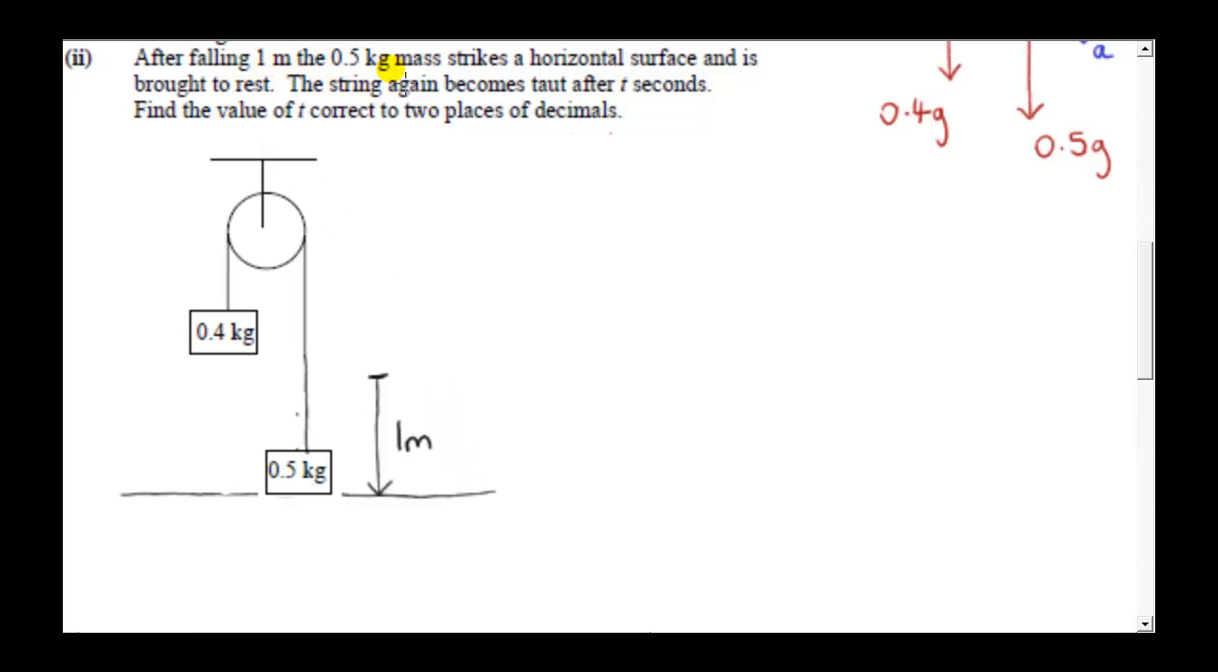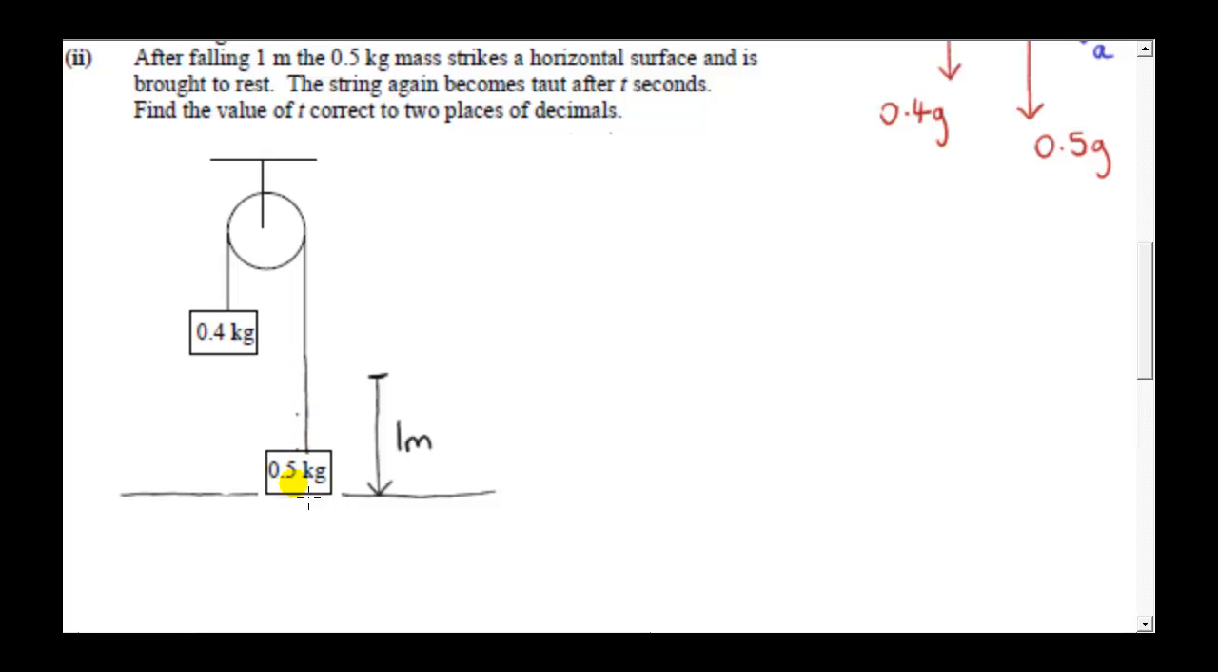After falling 1 meter, the 0.5 kilogram mass strikes a horizontal surface and is brought to rest. The string again becomes taut after t seconds. We want to find how long it takes the string to become taut, that is, after the string has become slack. While the 0.5 kilogram mass is moving down, the string is taut.